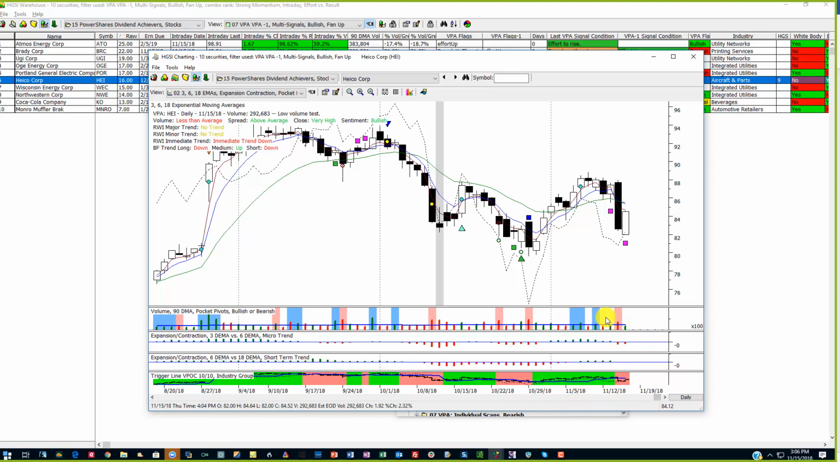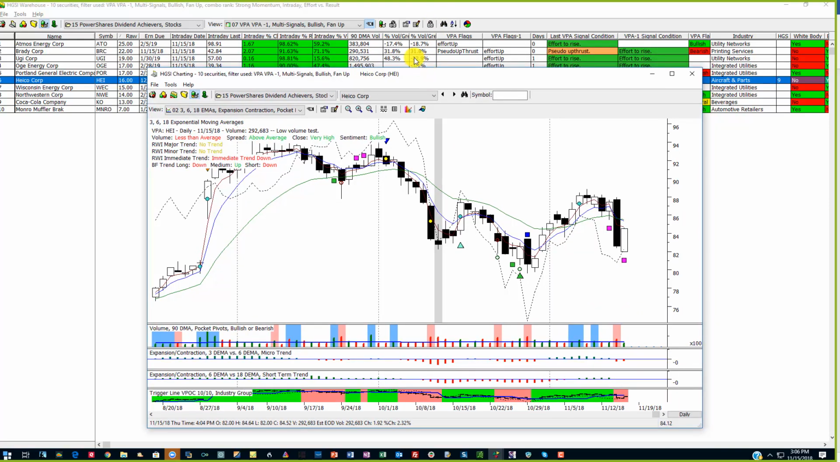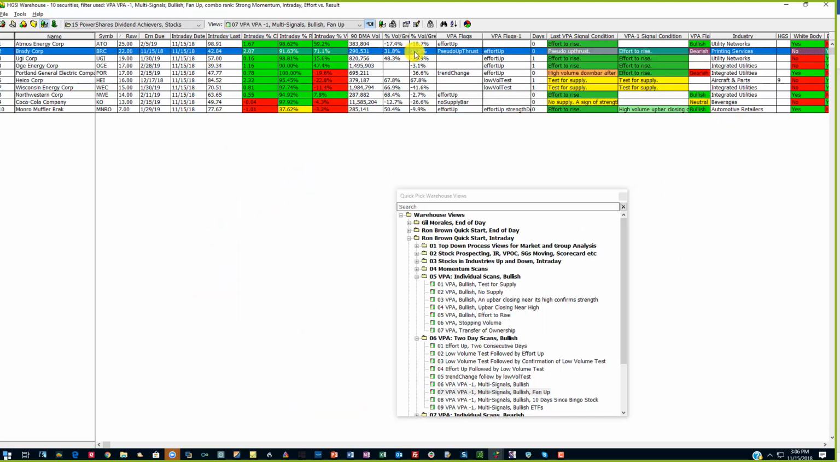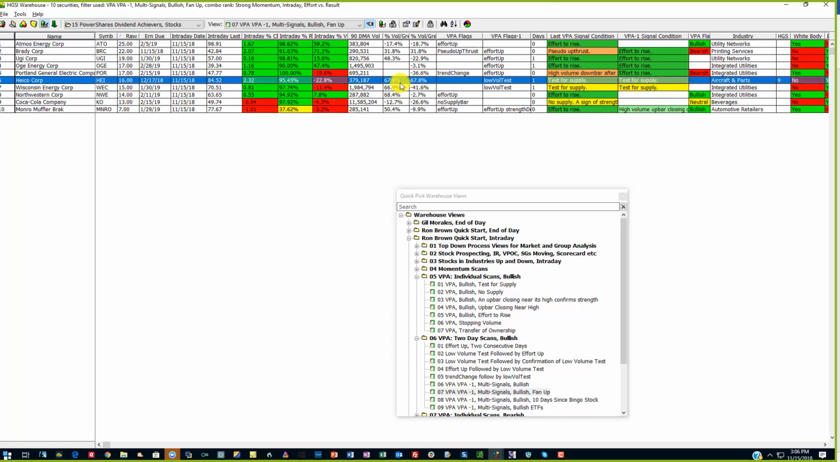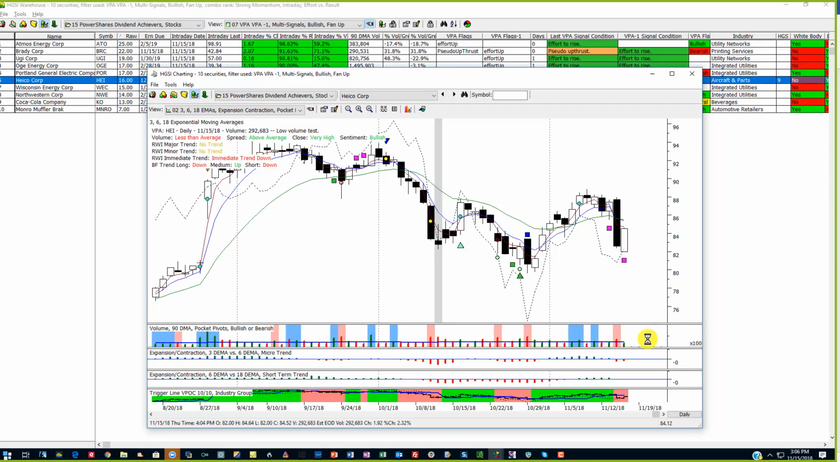I'm looking for, when I say there was a pocket pivot, there really wasn't a pocket pivot. Let's see here. But volume ran. It's a pocket pivot because there was more volume. Now that doesn't seem right though. I'll have to check that one out.